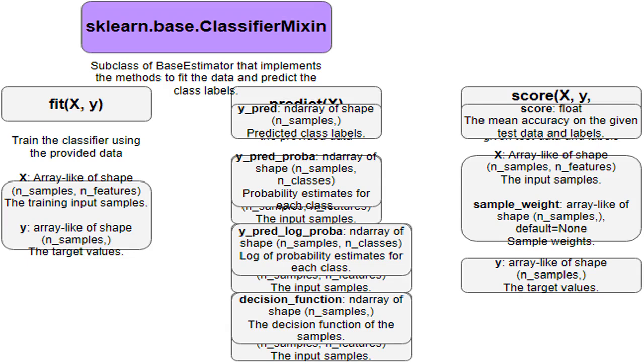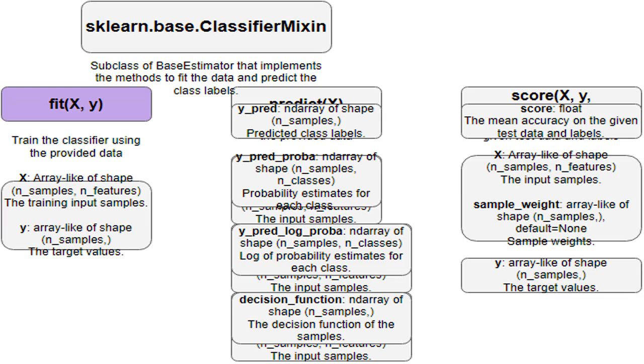sklearn.base.ClassifierMixin, a subclass of BaseEstimator that implements the methods to fit the data and predict the class labels. Fit. Train the classifier using the provided data. X. Array-like of shape (n_samples, n_features), the training input samples. y. Array-like of shape (n_samples,), the target values. Predict. Predict the class labels for the provided data. X.